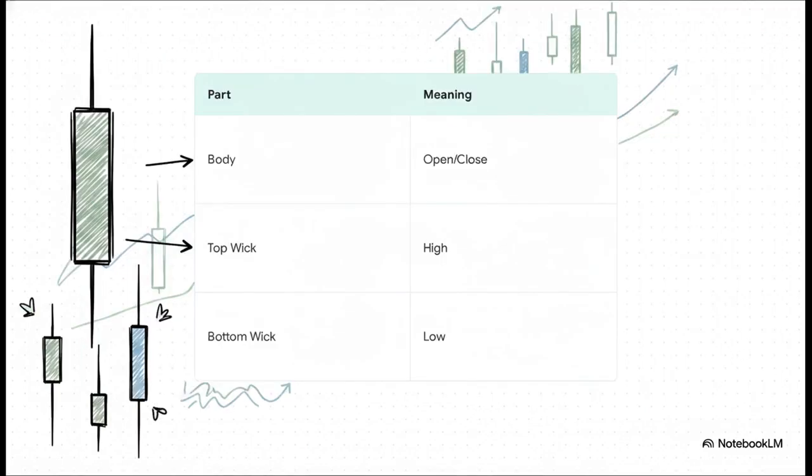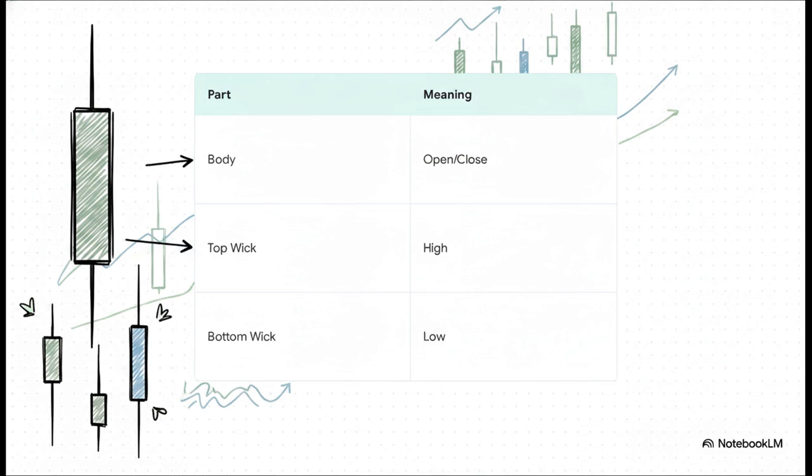Let's break down the exact anatomy of what we're looking at. There are 2 main parts to a candlestick. First, you've got the thick body, which tells you where the bulk of the action happened, exactly where the price opened and closed. Then you've got those thin little lines sticking out of the top and bottom. We call those the wicks or sometimes shadows.